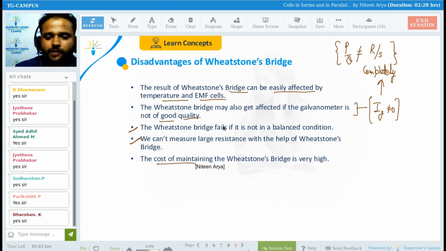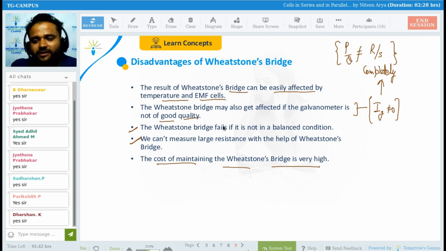Important one: the cost of maintaining the Wheatstone bridge is very high. You can do the experiment with the help of this Wheatstone bridge concept using a meter bridge in your first year of graduation or in class 12th also. In good schools, or even mediocre schools nowadays, we have a meter bridge.